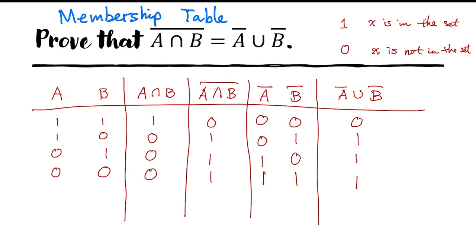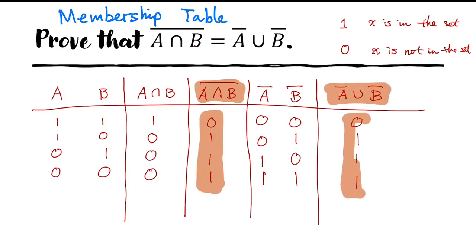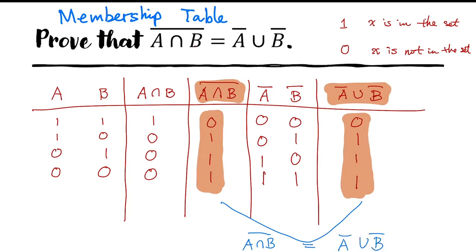Now, if you compare it, all right, so for the A intersect B's complement, you get the element right here, you have 0, 1, 1, 1. And for the A's complement union B's complement, then you also have 0, 1, 1, 1. So if you look at it, they are the same. So you have A intersect B's complement equals A's complement union B's complement.